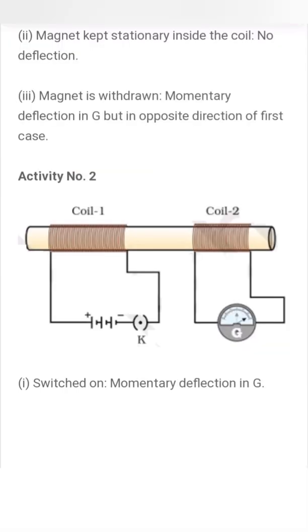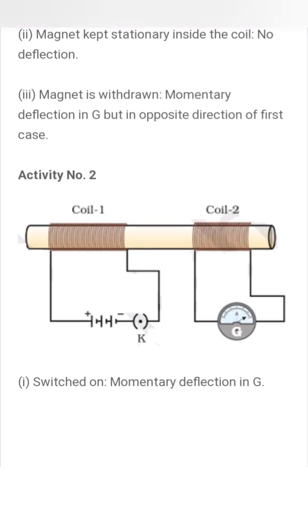Now let us see the next one. Over here, the two coils are kept side by side. One coil is connected with the circuit, that is a battery and a switch, and the other coil is connected with the galvanometer. The two coils are wound on the same tube, you can see. Now as soon as you switch on the circuit, the current flows through coil 1 and a deflection can be seen in the galvanometer in coil 2. Now you switch off the circuit, you can again see the deflection in the galvanometer in the second coil but in the opposite direction.